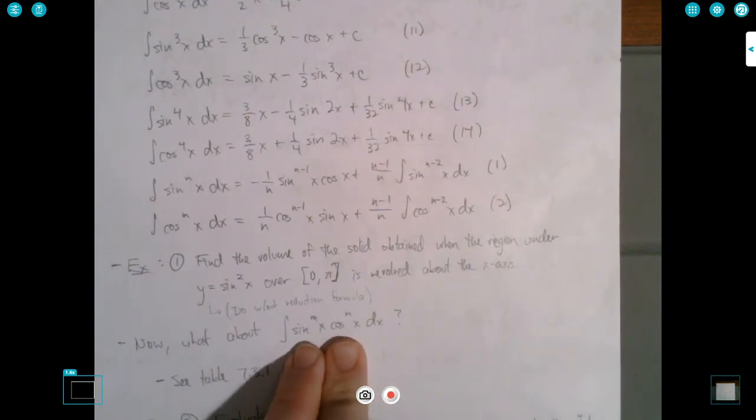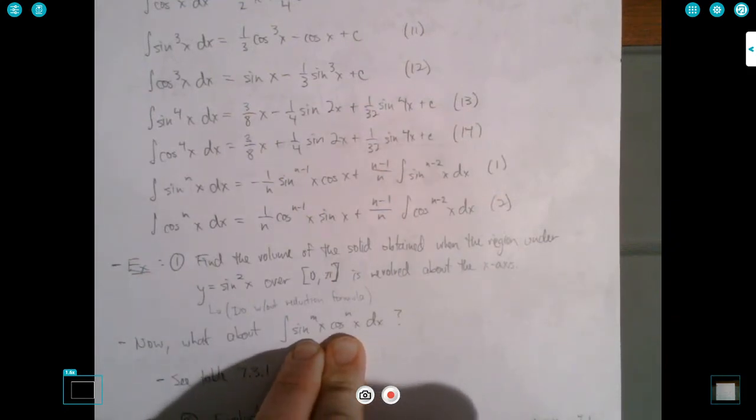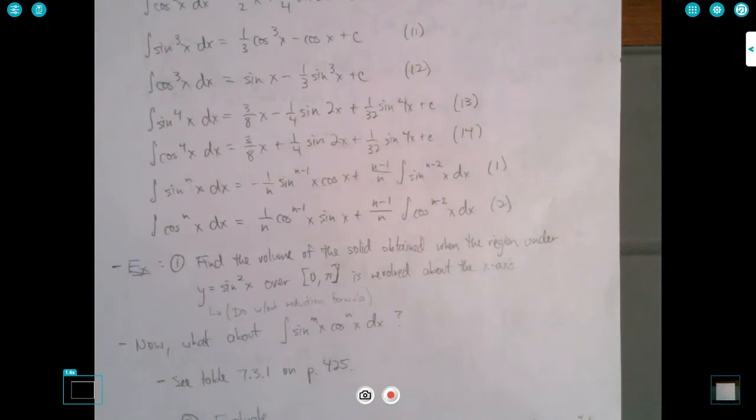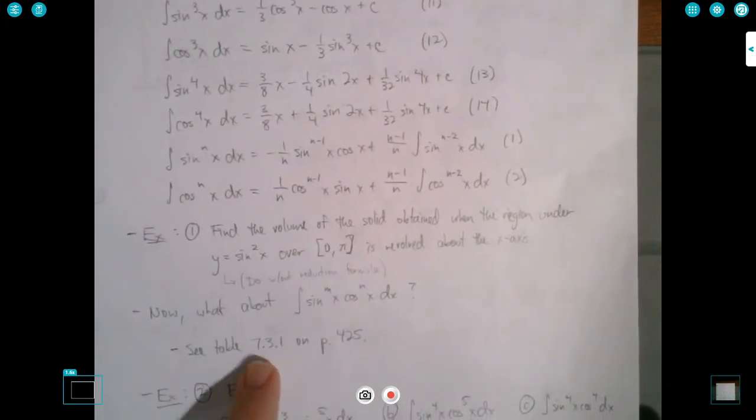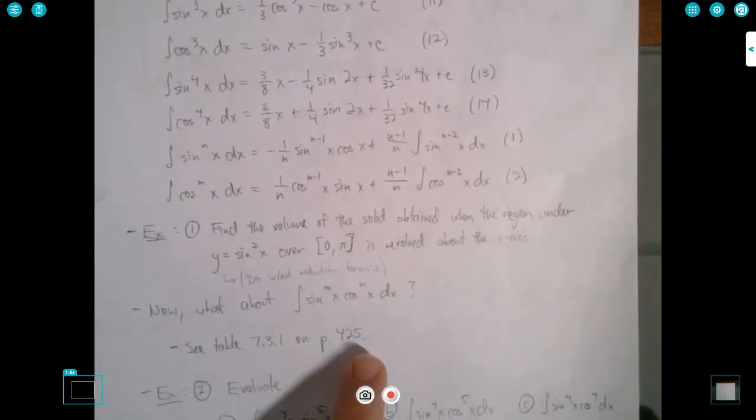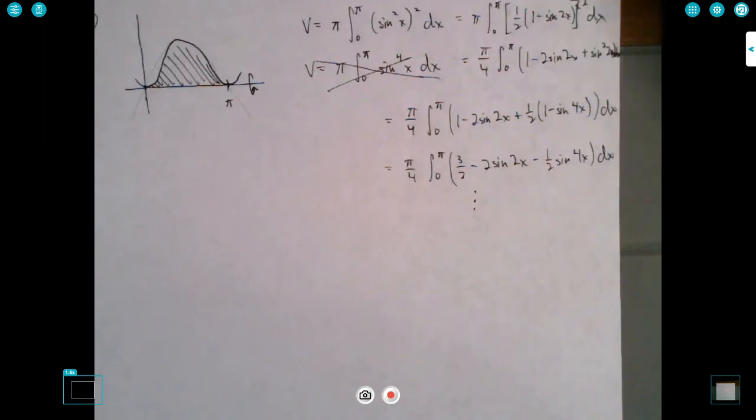The real thing that I want to tackle now is, what if you've got both, right? Like, what if you've got a sine to some power times a cosine to some power? How do you deal with those situations? And your book actually does a fantastic job of describing what to do in this scenario. So they've got a table on page 425 of your textbook, and this is what it looks like. So let me pull it up for you.